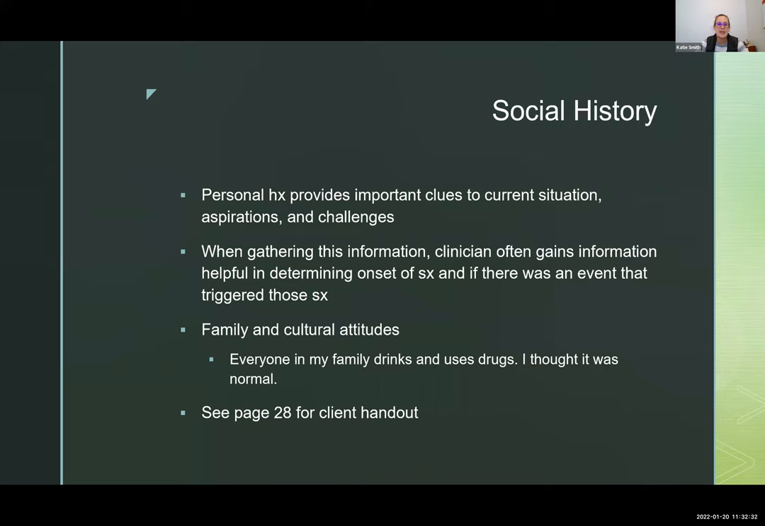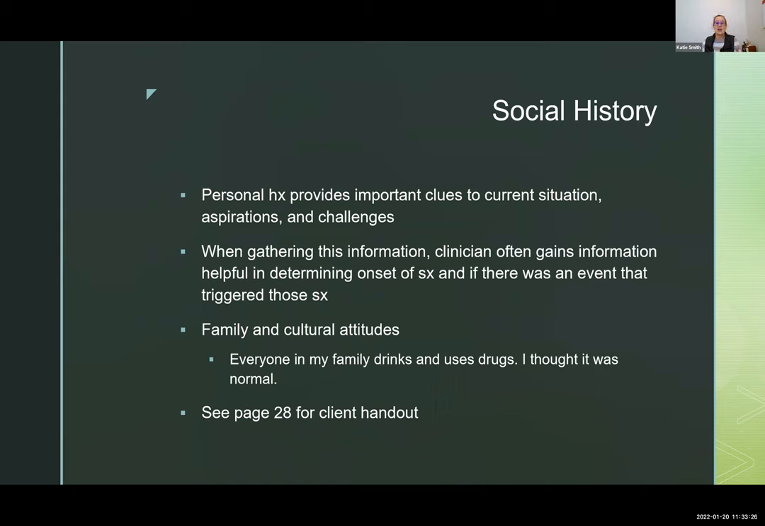Social history. A social history is a personal history that provides important clues to the current situation, client aspirations, and their challenges. When gathering this information, as the LAC, we often gain information that's helpful in determining onsets of symptoms, if there was an event that triggered those symptoms, and really gaining insight into that causality between what's happening socially in my life, what's happening with my psychiatric health and my substance use, right? Family and cultural attitudes: it's helpful to notice that everyone in my family drinks and uses drugs. I thought it was normal. I was drinking with my dad at like 12, because that's just what we did.